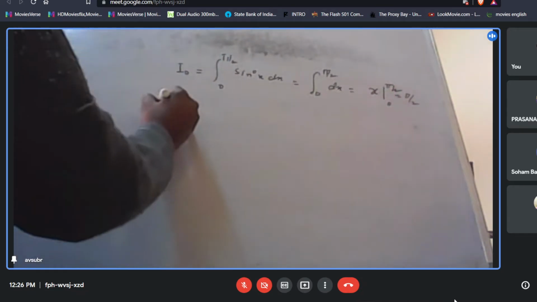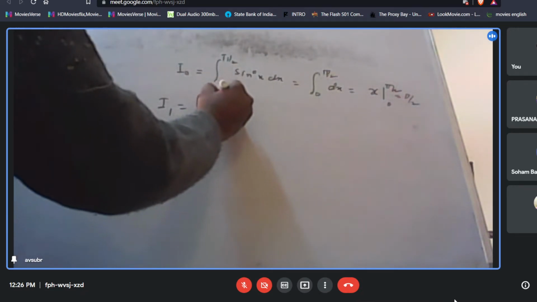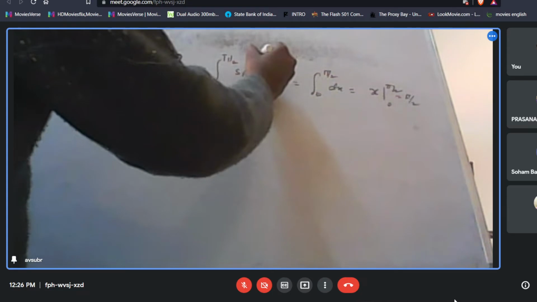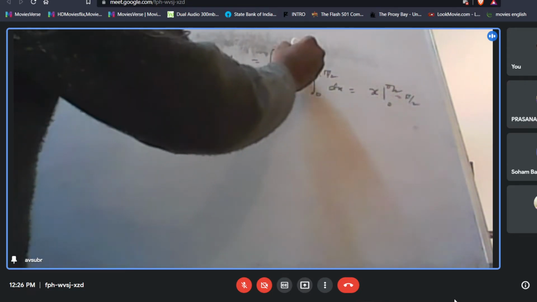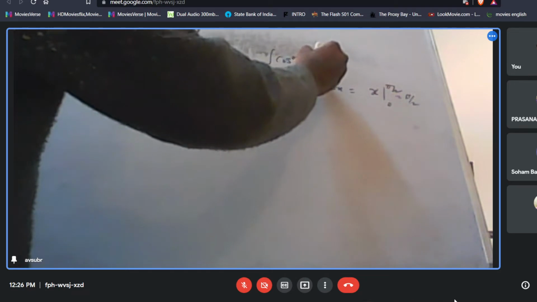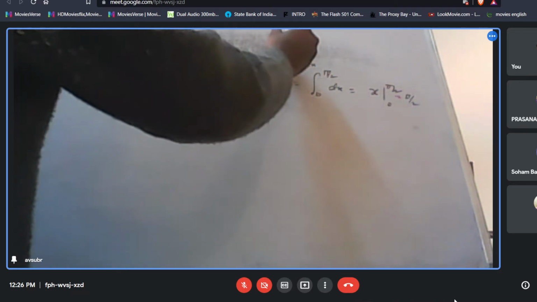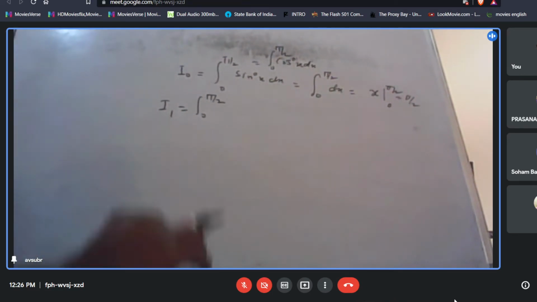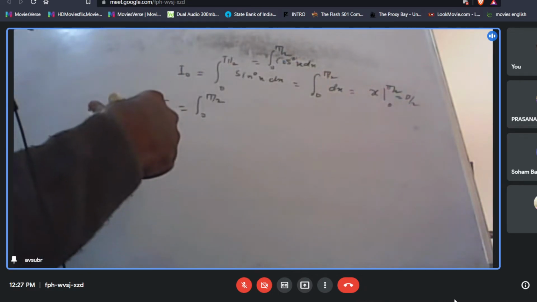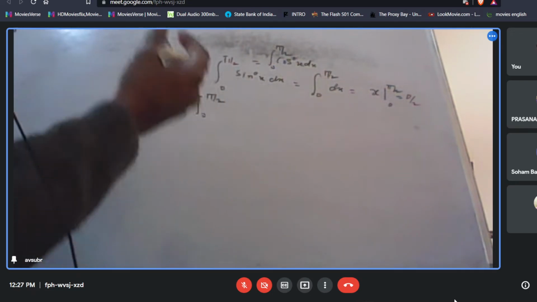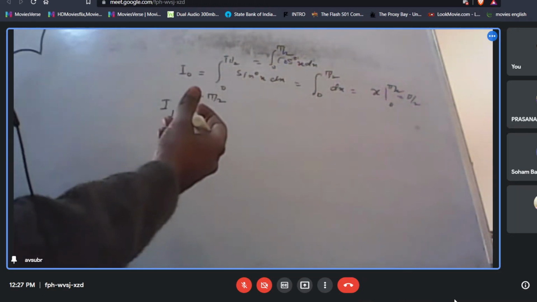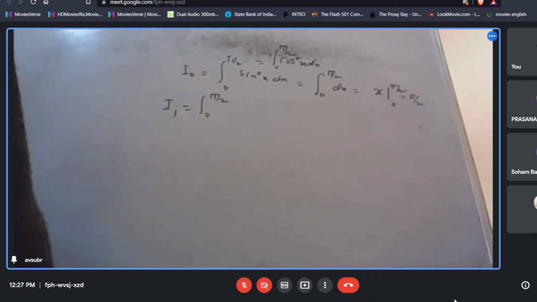Okay, and what is I1? I1 is the integral from 0 to pi by 2. The same thing holds for cos also. If it is cos to the power 0 x dx, then this will also come out to be equal to pi by 2. So whatever we get for sine to the power n x under the limit 0 to pi by 2, we will get the same for cos to the power n x also. So that you should remember.